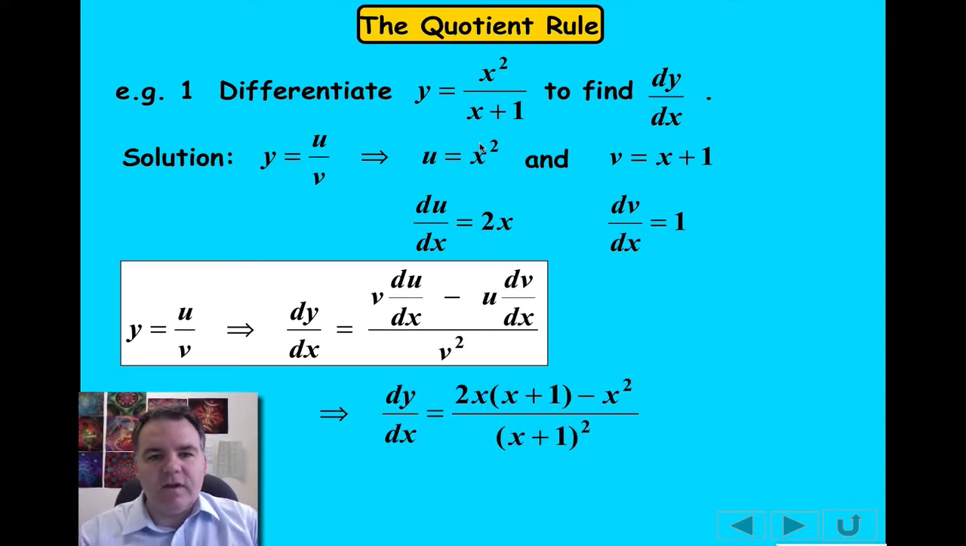So u dash v, so that is 2x times x plus 1, minus v dash u, so 1 times x squared. So you get this cross thing going again like we had in the product rule, but you've got to get the order right in this case because it's minus on the top line. And the bottom line is divided by v squared. There we go. Now that's our answer, but we could tidy it up.